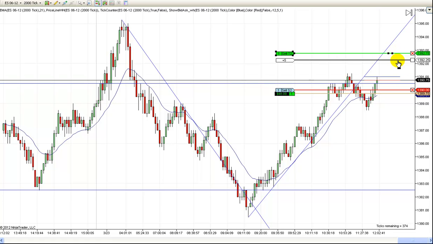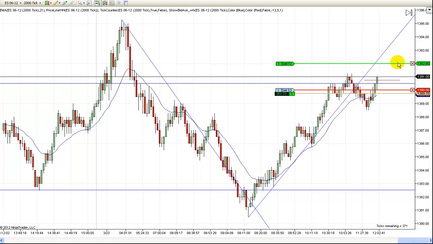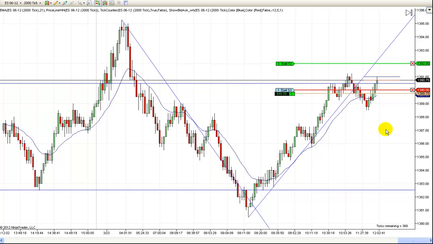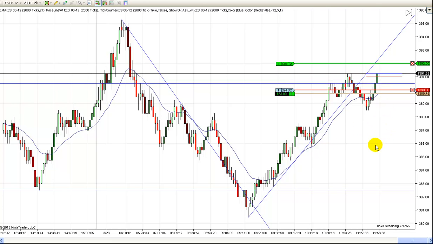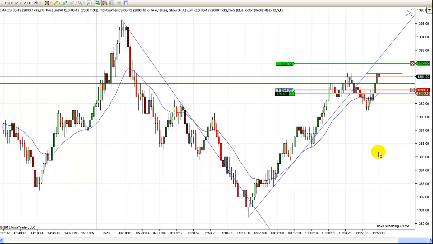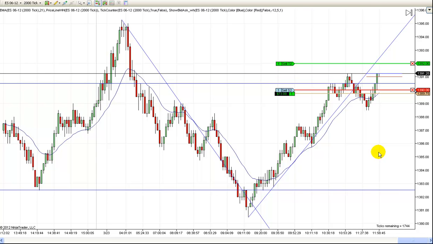I'm going to bring this down and go for 2 points because I'm thinking we're only going to make a new high here since we had the trend line break. And there we go. We've got a double top in place now. We'll see if we can get 2 points out of this runner.